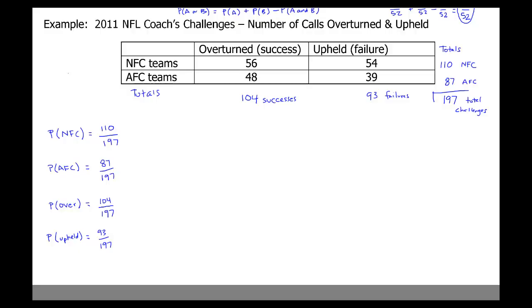So let's look at some where we could narrow it down, and then we'll apply our addition rule to that. So let's say we want the probability that it was an NFC team and the call was overturned. So let's look in our table. The probability that an NFC was overturned, there's 56 events where an NFC's challenge resulted in an overturned call.